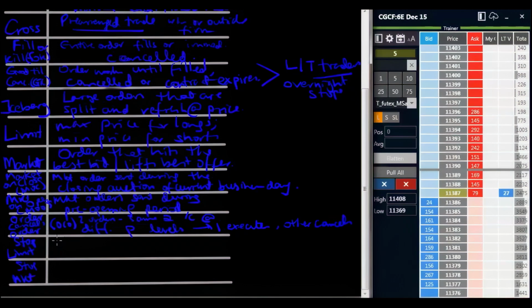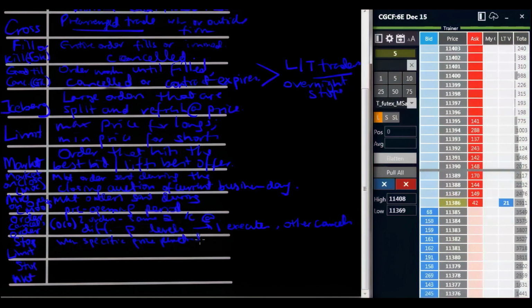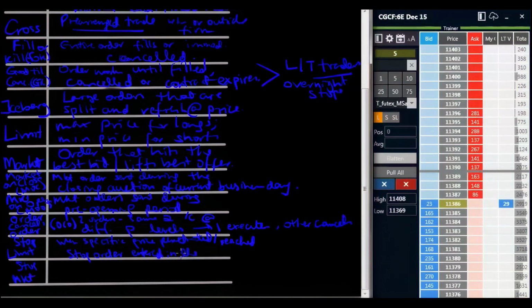So when a specific price is penetrated or reached, a stop order is entered in the market. However, that is a limit order.